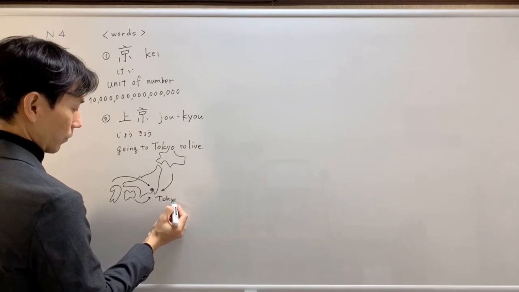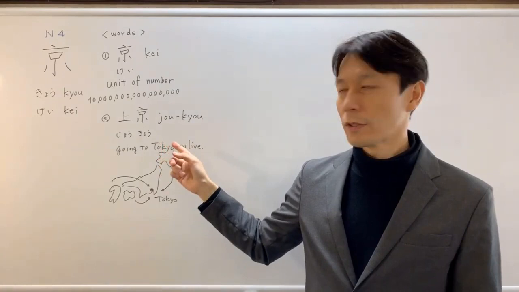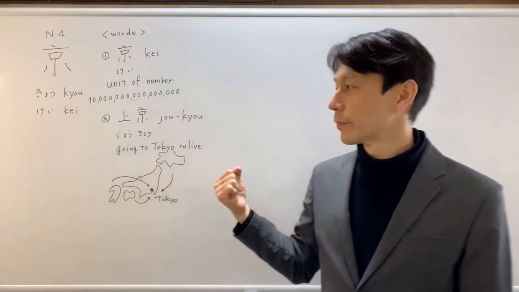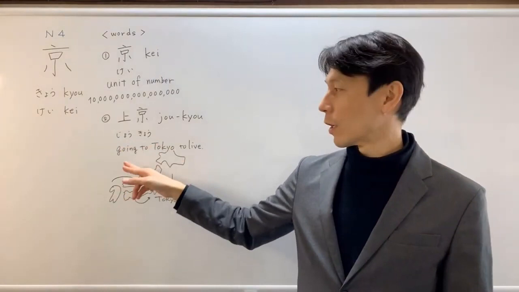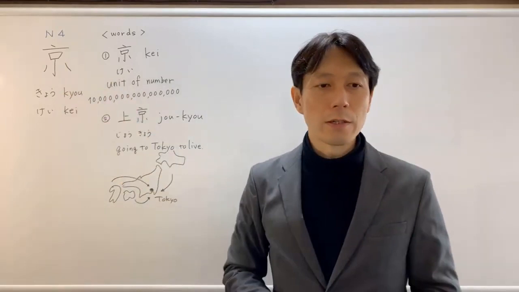Okay, and kyou means the capital of a country, especially Tokyo. It means Tokyo. And jo means to go to the capital, kyou. So jokyou means going to Tokyo to live, and so on. A few words using the kanji character kyou are used in everyday life.